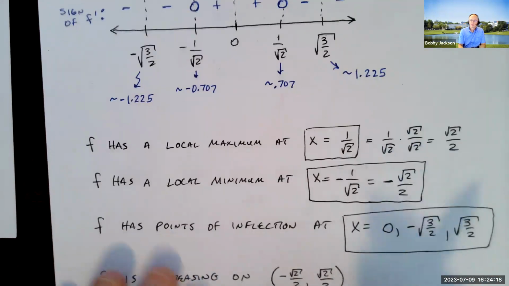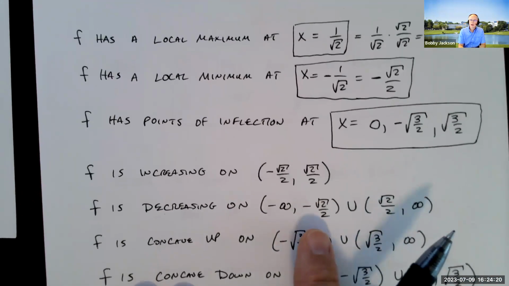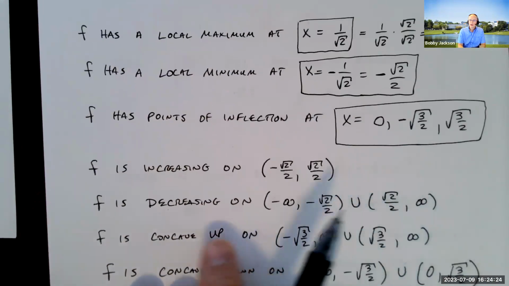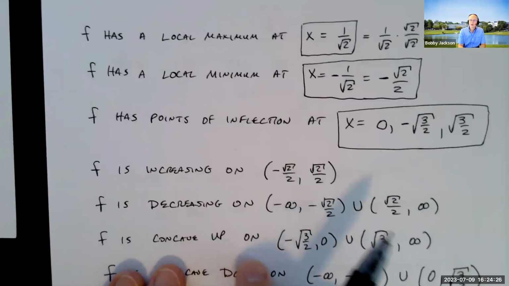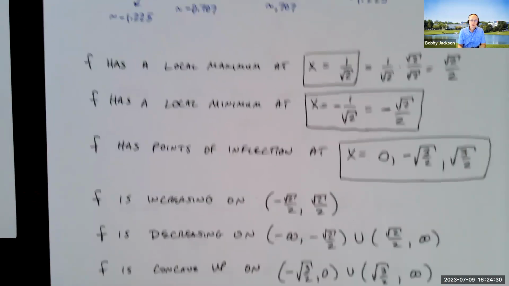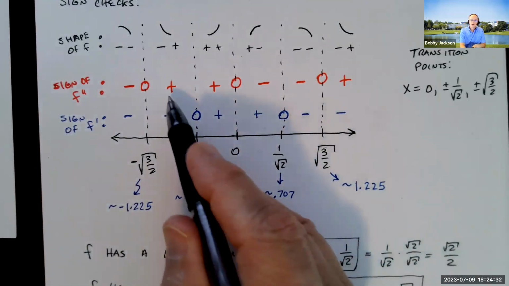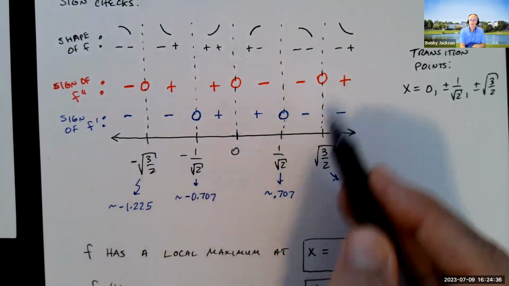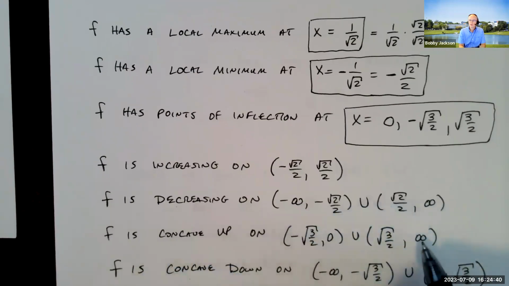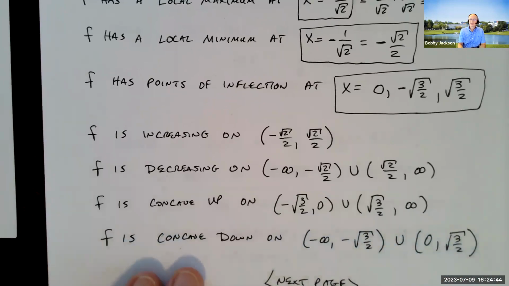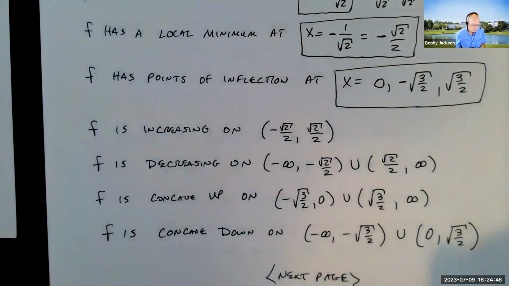It's negative again, decreasing. Okay, and that's consistent with where our local max and mins are located. The function is concave up when what? The second derivative is positive, meaning the first derivative is increasing. So it's concave up when it's positive here, from negative square root of 3/2 to 0, and from square root of 3/2 on, or square root of 3/2 to infinity. And then concave down on the other intervals, where the second derivative is negative.